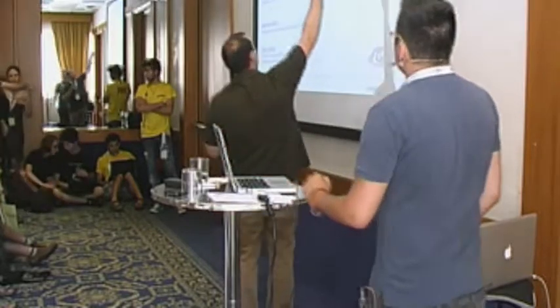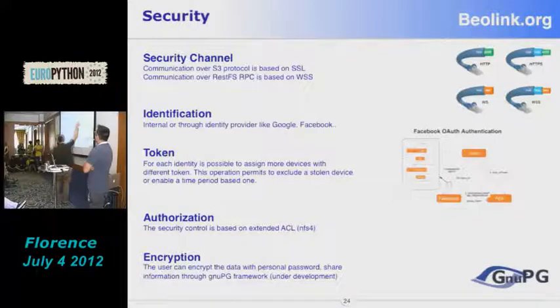On the security channel, we use S3 over HTTPS and WSS for WebSocket. We have internal identity providers, or external ones like Google and Facebook, where you check the password with the external system. We have a token. We have an authorization system based on ACL, which we already mentioned, and we have encryption. This is still in development. We want to use GPG, so you can encrypt client side in such a way that the people who handle the backend and the server cannot decrypt your information. I also want to give you the possibility to share this information with others, and we want to use the GPG system to exchange keys and so on. But this is still in design.